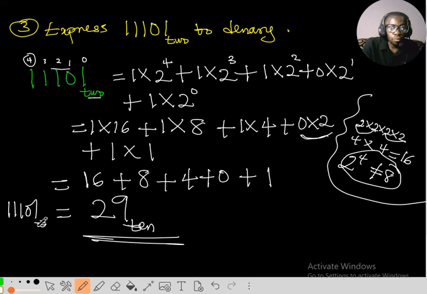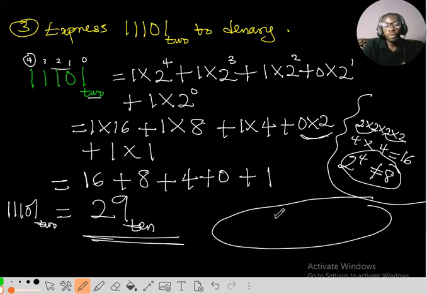11101 base 2 is the same thing as 29 base 10. How do you check maybe you are right or even wrong about this? If you divide 29 by 2, it's going to give you this answer again. So we are quickly going to do that somewhere.